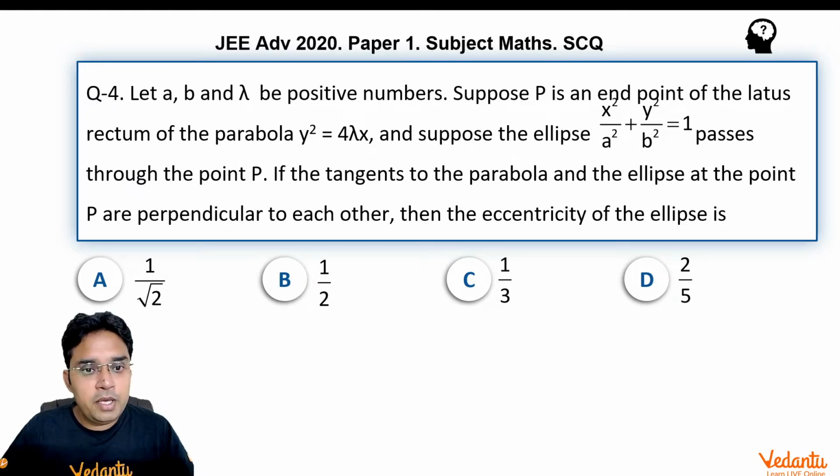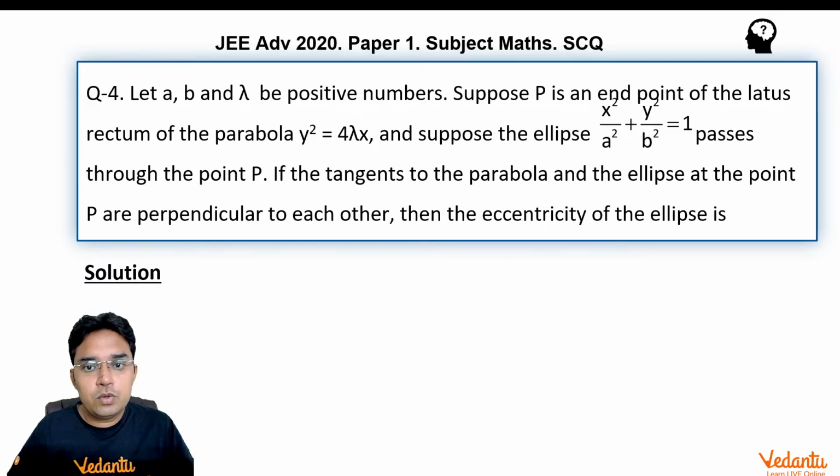Let a, b and lambda be positive numbers. Suppose P is an end point of the latus rectum of parabola y square is equal to 4 lambda x, and suppose the ellipse x square upon a square plus y square upon b square is equal to 1 passes through the point P. If the tangents to the parabola and ellipse at the point P are perpendicular to each other, then the eccentricity of the ellipse is. Options are 1 by root 2, 1 upon 2, 1 upon 3 or 2 upon 5. So let us see how to do this question.